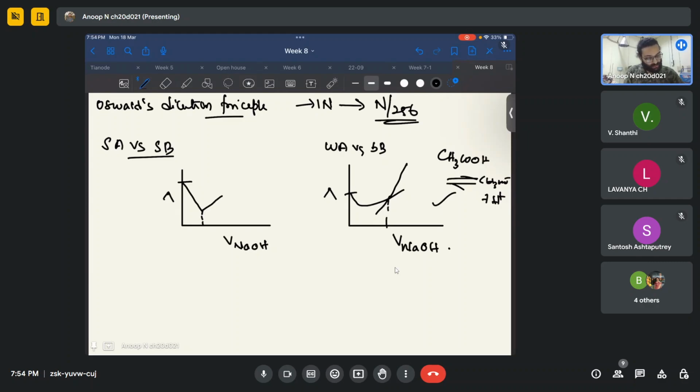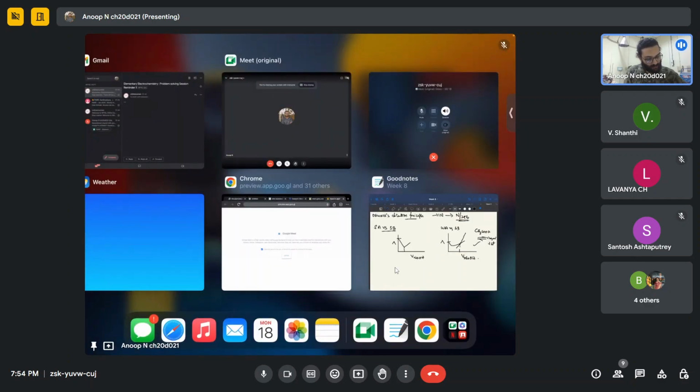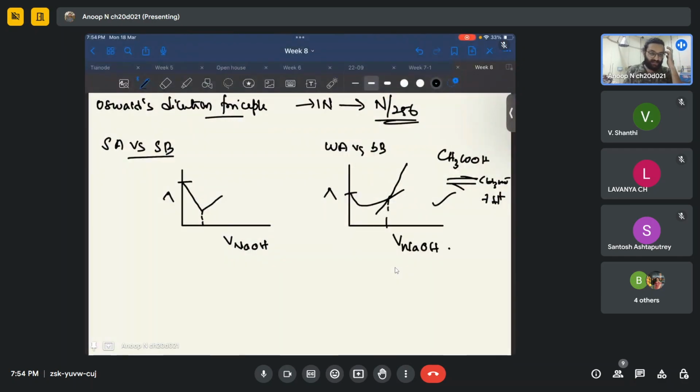Now, if someone has doubts, I'll show the Excel sheet. Someone was asking whether it's clarified or not. If it is clarified, it's okay. Otherwise, I'll show how the calculations are done for the weak acid, the Ostwald's dilution principle, and how the conductivity is calculated. Does anyone have a doubt, or should I show it just once?